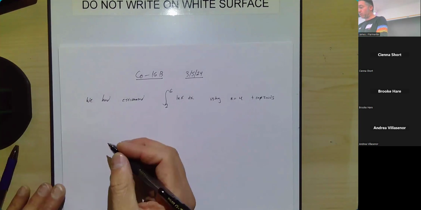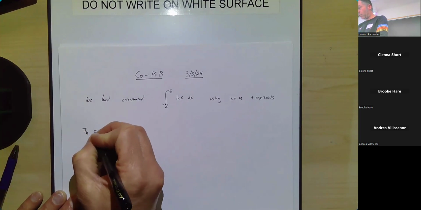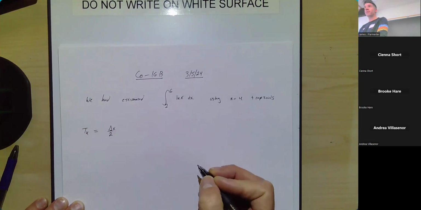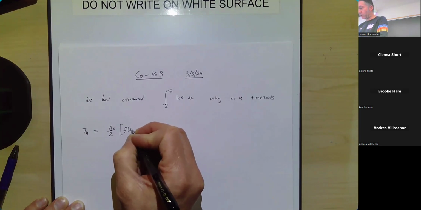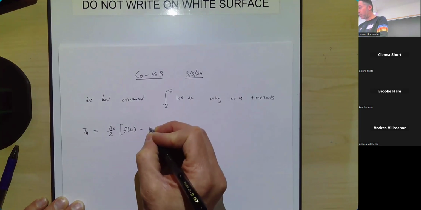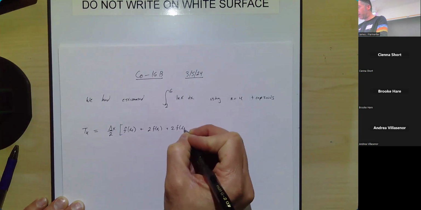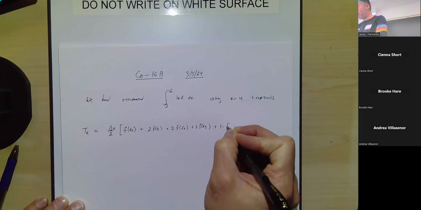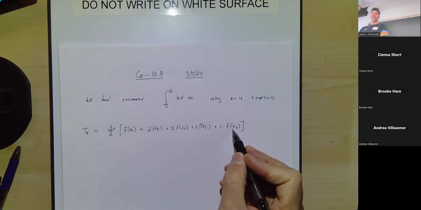So the way we found this was by doing T4 equals delta x over 2 times f of the first x value plus 2 times f of the next one plus 2 times f of the next one plus 2 times f of the next one plus 1 times f of the last one. I know it's the last one because I know that n is equal to 4.